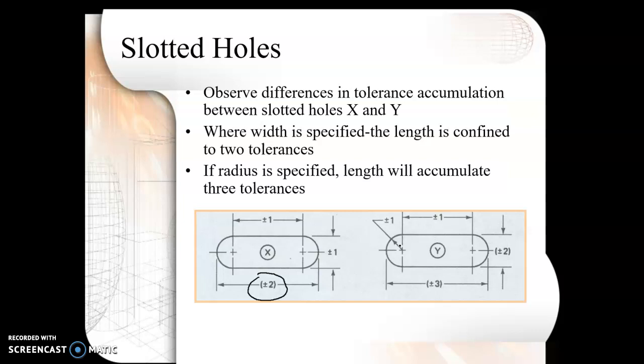If you dimension the center-to-center spacing of the two end arcs and a radius, and each of them have a tolerance of plus or minus 1, to calculate the overall length, you would have to take that center-to-center spacing and add one radius, and then add the other. And so that requires the use of 3 dimensions, so you end up with an accumulated tolerance of 3. So dimensioning the center-to-center length and width of the slot has less accumulated tolerance.